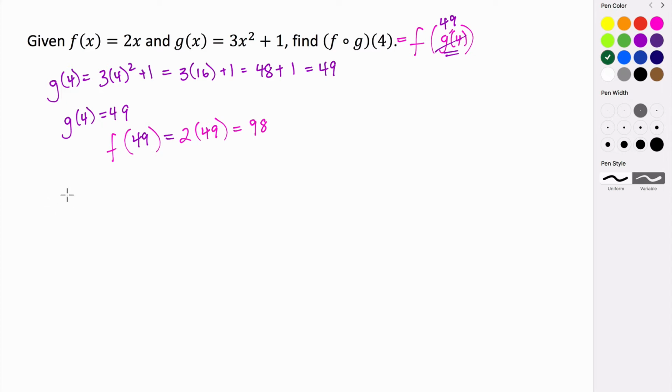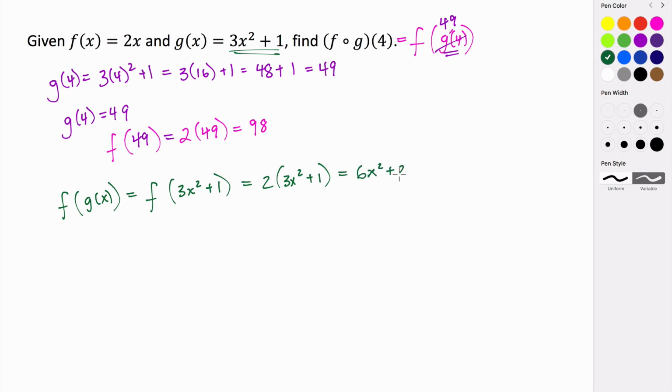So let's figure out what is f of g of x. If I wanted to find f of g of x, I'm essentially taking g of x and substituting it in for my function f. So I'm evaluating f at 3x squared plus 1. Anywhere that you see x in your function f, you're going to replace it with 3x squared plus 1. So this is 2 times 3x squared plus 1. And that's actually just the entirety of that function. If I distribute this through, I get 6x squared plus 2. So this is my function f of g of x.